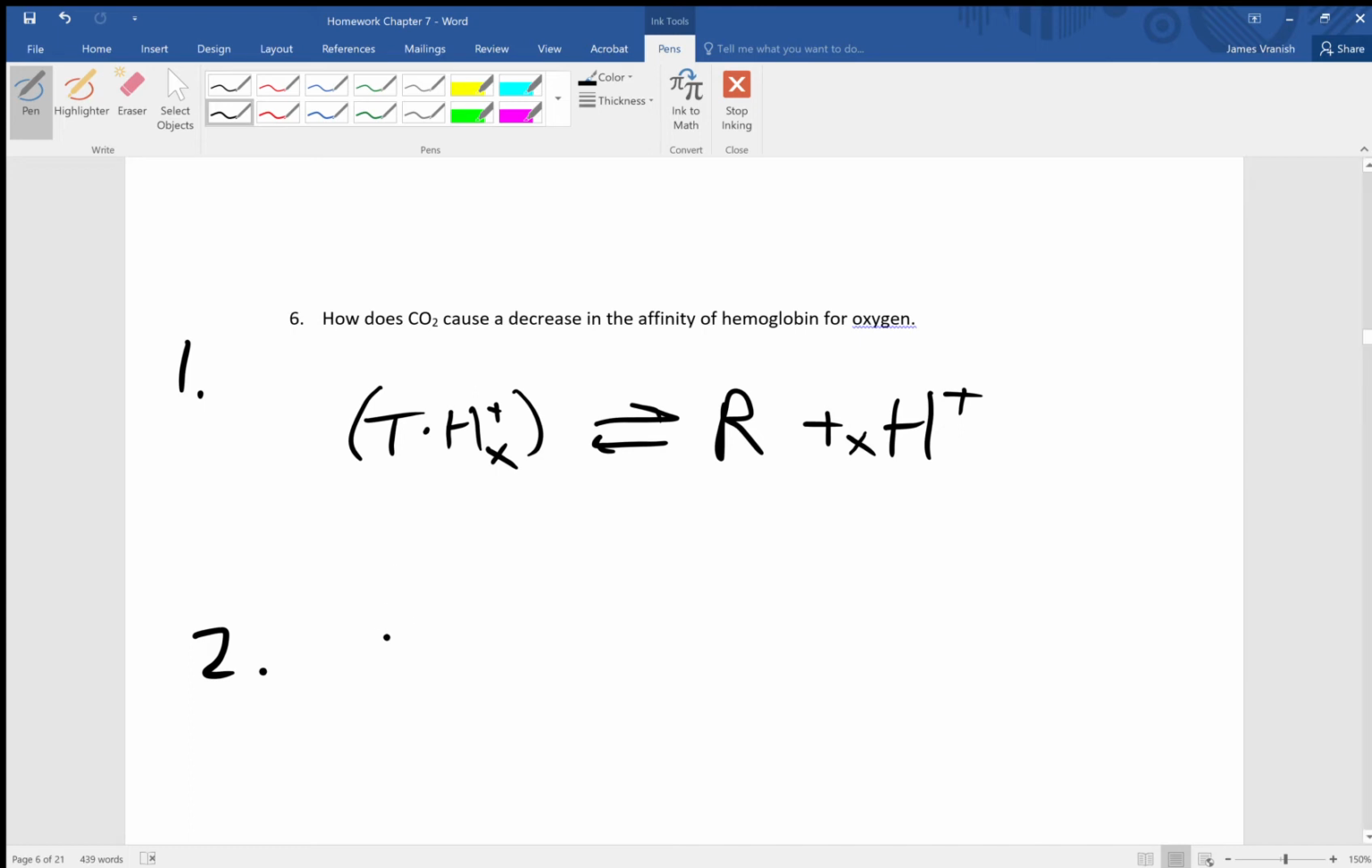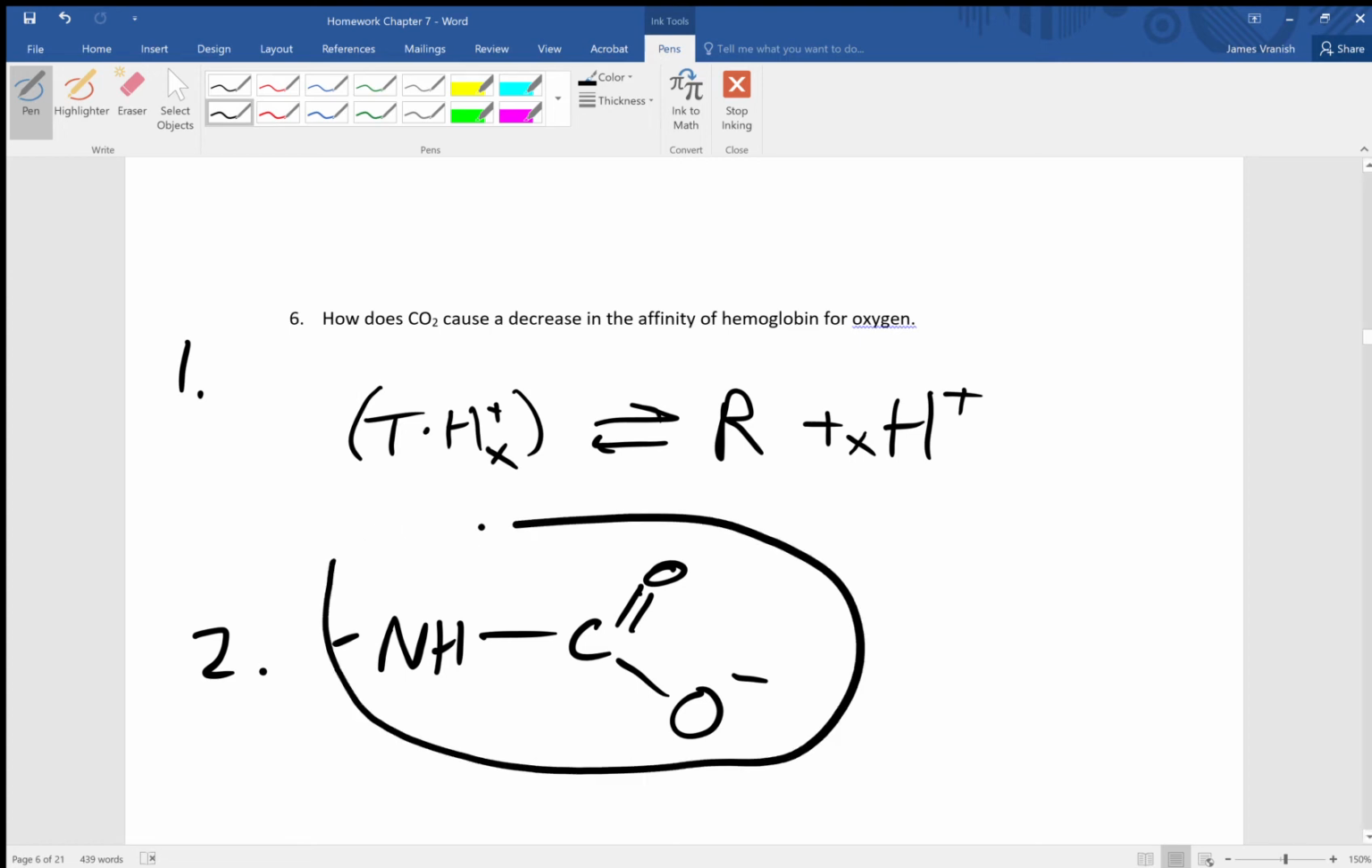The N-terminus, some of the amines on hemoglobin, or NH2 groups, are capable of getting carboxylated. So they can bind to a CO2 and form a carboxylated amine. These carboxylated amines change the charge of the N-terminus of the protein and create new types of bonds. The new bonds created in the presence of CO2 basically lock the protein into the T state.